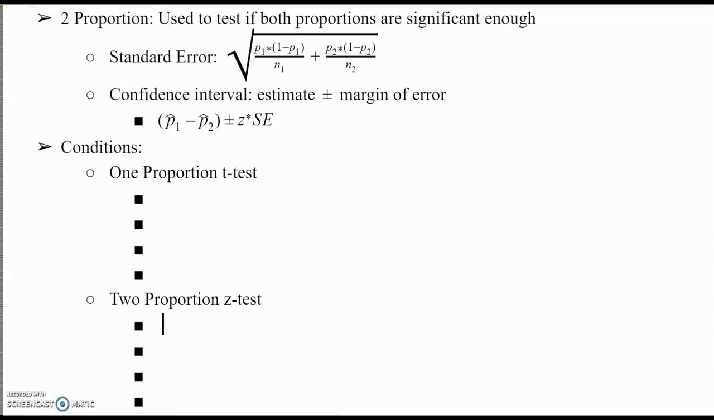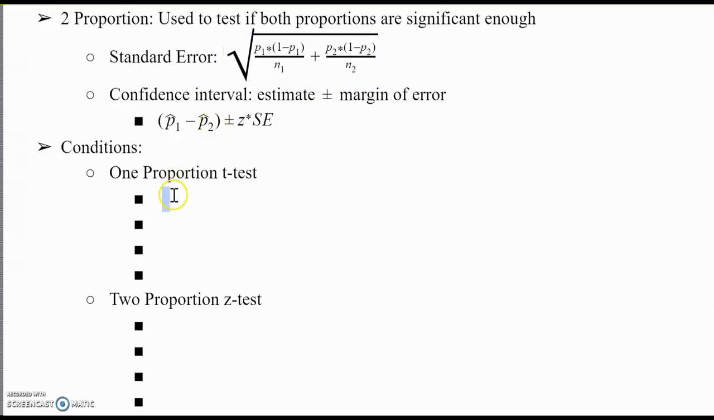Move on to two proportion, which is used to test whether both your proportions are significant enough. Now the standard error for two proportions looks very similar, but since there are two proportions, we label with the subscripts 2 and 1. It's just P1 Q1 over N1 plus P2 Q2 over N2. But the syntax is still the same. But instead of having P hat, we would have the difference of P hat.